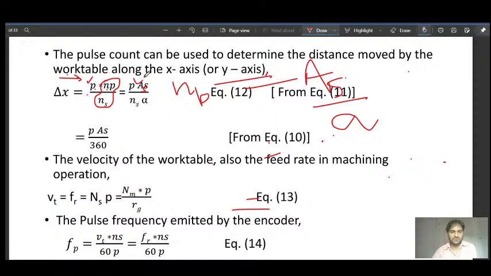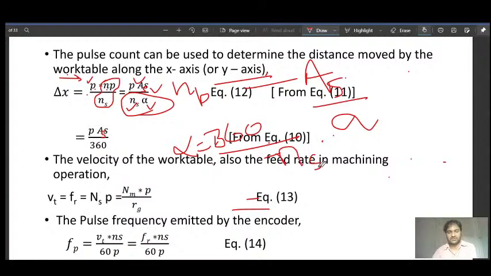So we get P times AS by alpha and NS. It is the same formula again, with subscript AS: P AS by NS and alpha. How do we get alpha? Alpha is equal to 360 degrees divided by NS, the number of steps.